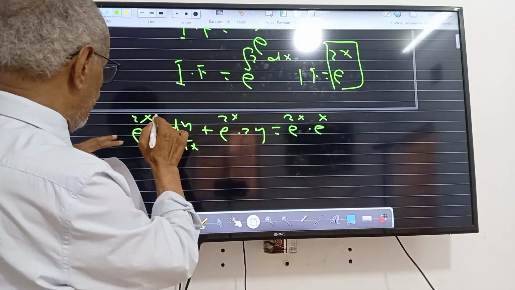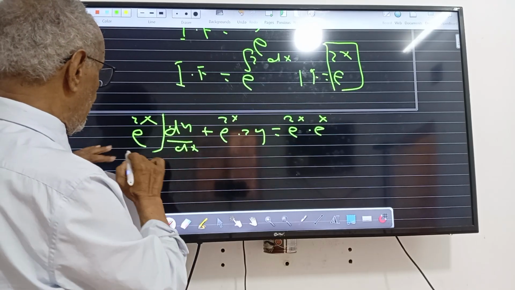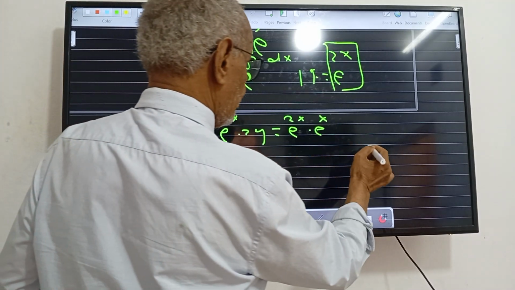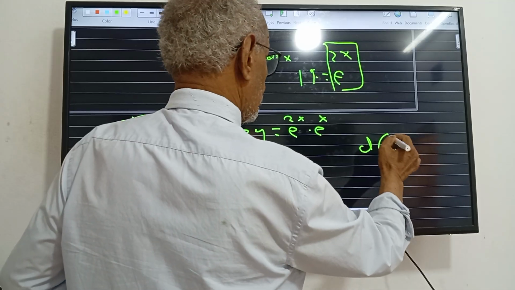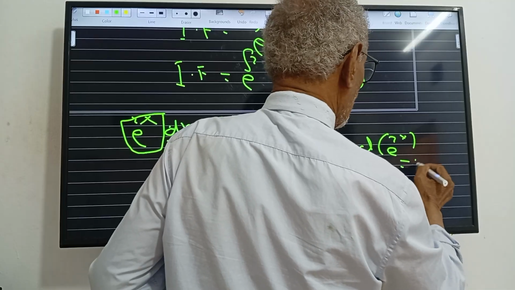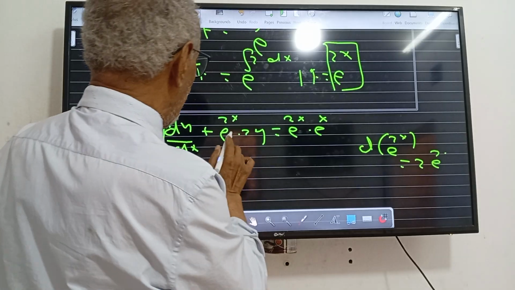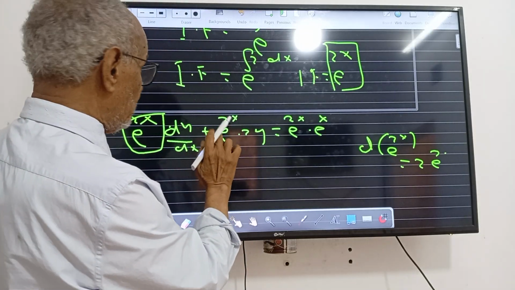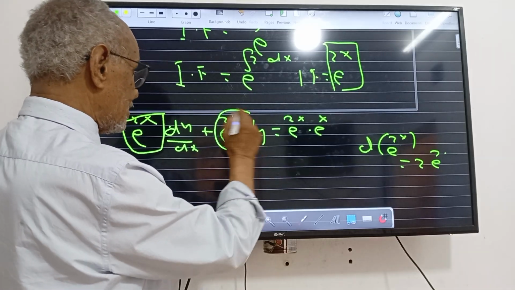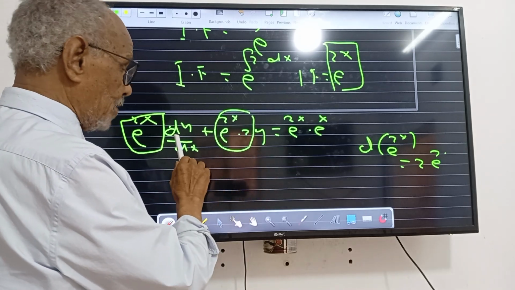if you differentiate this function, the differentiation of e to the power 2x will be equal to 2 multiplied by e to the power 2x, so the differentiation of this should be like this. And differentiation of y equals dy over dx.